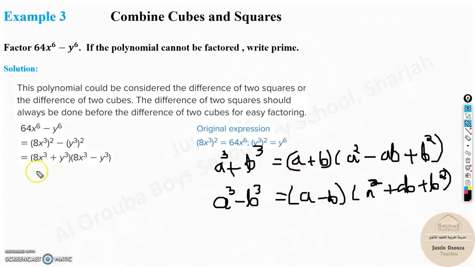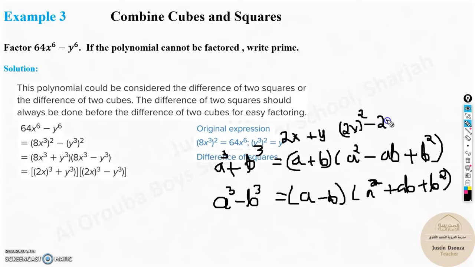So what is going to happen over here? A is 8x, sorry, not 8x. We need to simplify it. We can write 8 in terms of 2 cube. So it will be 2x the whole cube plus y cube. Over here again 2x the whole cube minus y cube. Now you need to write over here, instead of 2x whole cube plus y cube, you need to write 2x plus y and 2x the whole square, that will be 4x square minus 2xy plus y square.